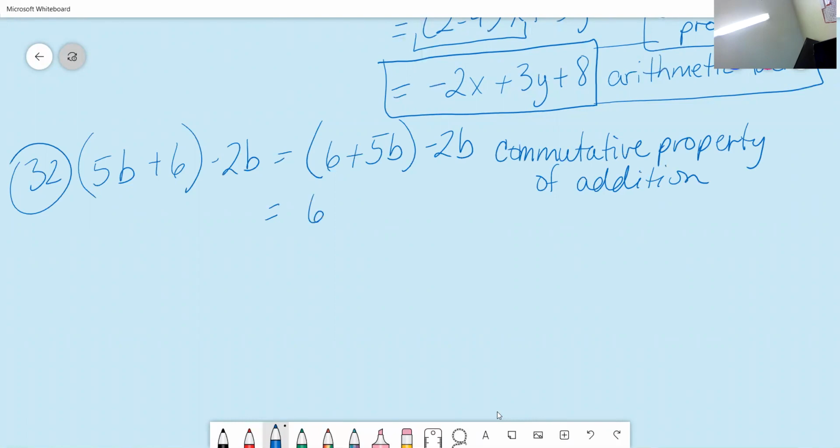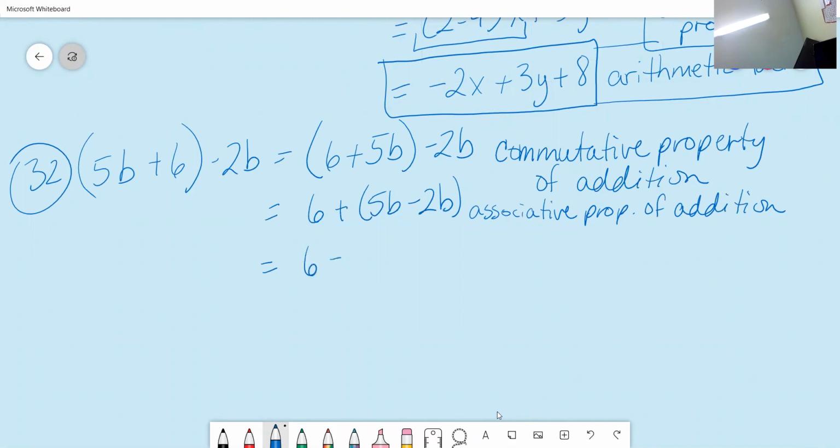All right, and then we have combined like terms. So we're left with 6 plus 5b minus 2b. So this, we recognize they're in the same order. However, your order of operation has changed. So this is your associative property. Okay, so then we go ahead and take out our constants.